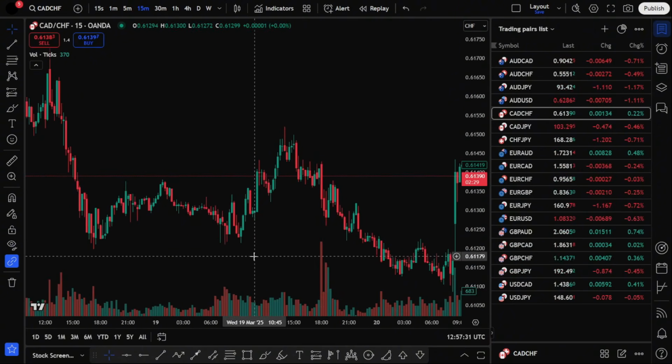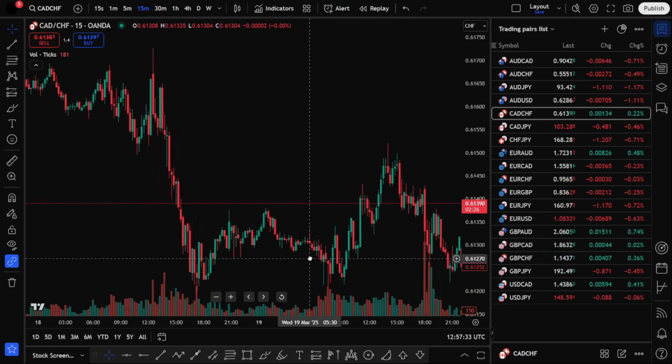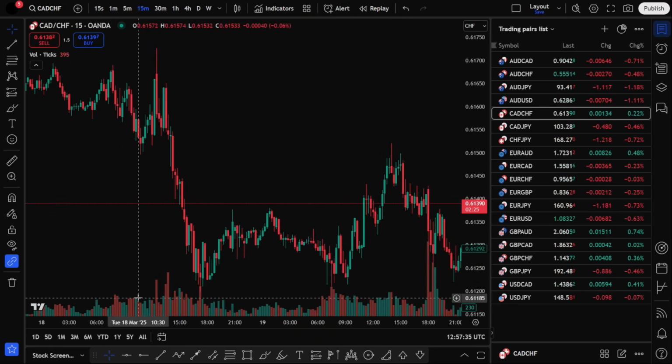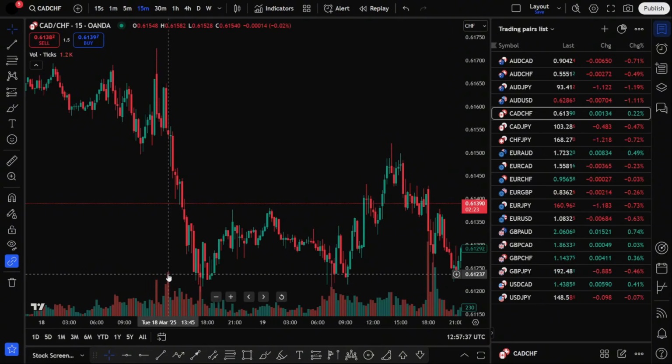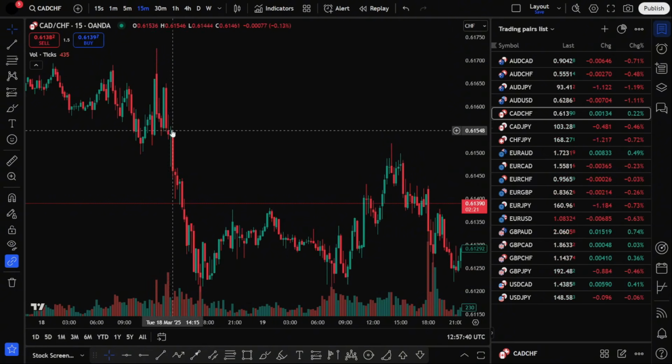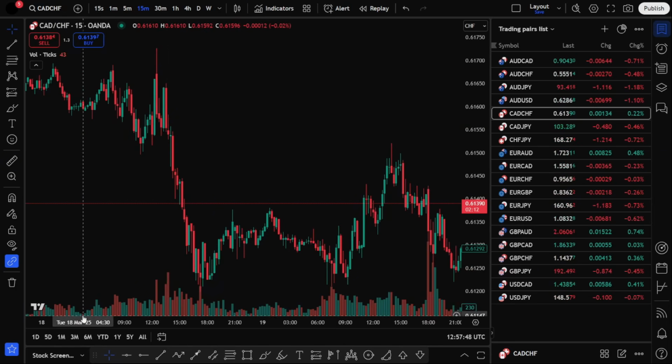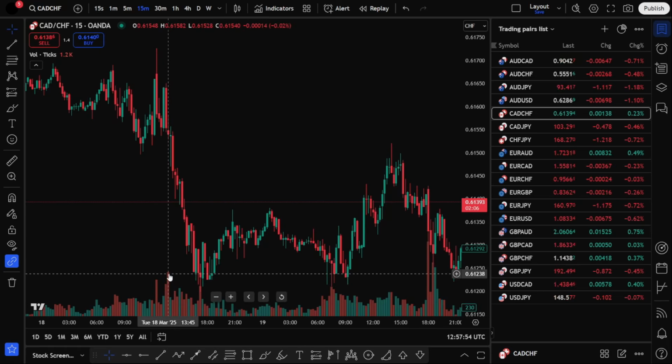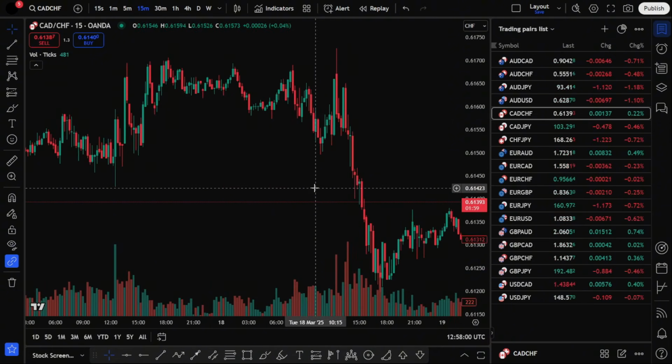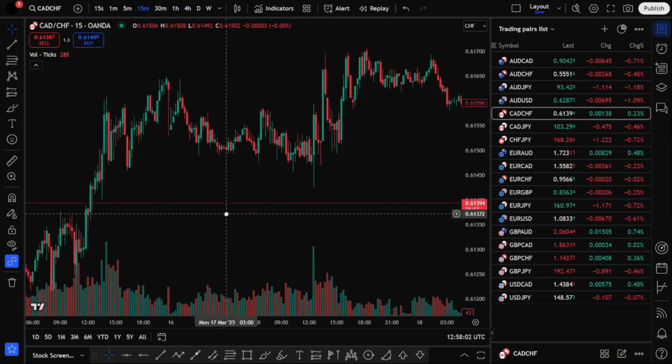So how do you read volume? The taller the bar, the more traders were active at that price level. Low volume equals weak market interest at that price. High volume equals a lot of trades happened, so it's a significant level. How do we use this in trading?